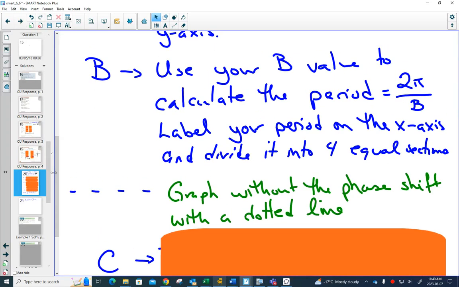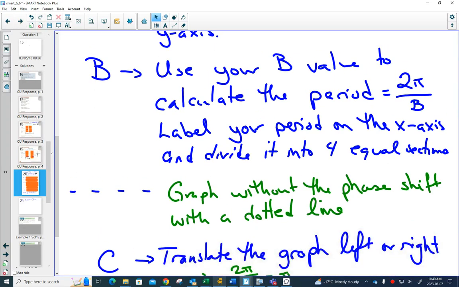And finally, the C value is the phase shift that moves your graph left or right. The last thing you're going to do is draw your graph moving it left or right. So we are going to graph 2 of these following the DAB-C method to see what it looks like.